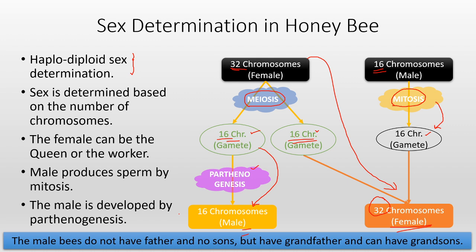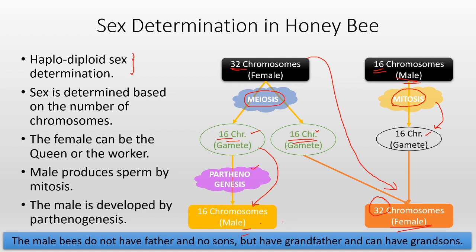So in simple terms, we can say that the male bees do not have a father. You can see here the male bee, do they have a father? No, they don't have a father. They have only the mother. And now the question is, these males, do they have sons? No, they have only daughters. So the male bee has neither father nor sons.